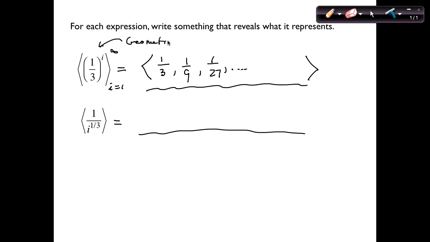Geometric has the form r to the I. And what happens generally in a geometric sequence as we go from one term to the next? It's like repeated multiplication. I just keep multiplying by this r number, right? In this case, r is 1/3. So as I go from one number in the list to the next, I just keep multiplying by r to get the next one. Just take the current one, multiply by r, you get the next one.